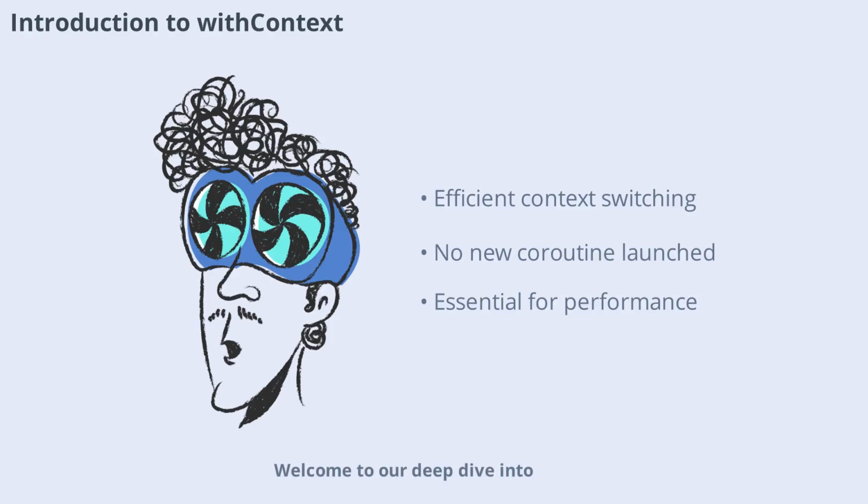Welcome to our deep dive into Kotlin Coroutines and the powerful withContext function. In this video, we'll explore how withContext enables efficient context switching within coroutines, allowing developers to run code blocks in different thread pools without launching new coroutines. Whether you're building Android apps or server-side applications, understanding withContext is essential for writing performant, readable, and maintainable code.